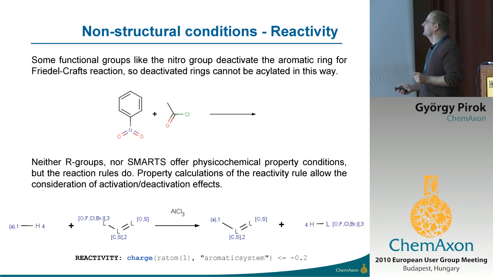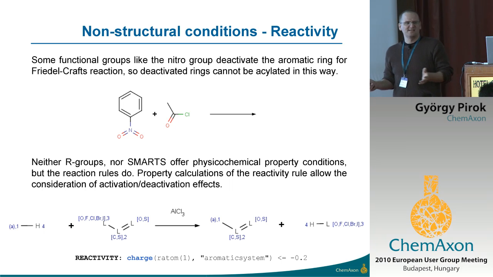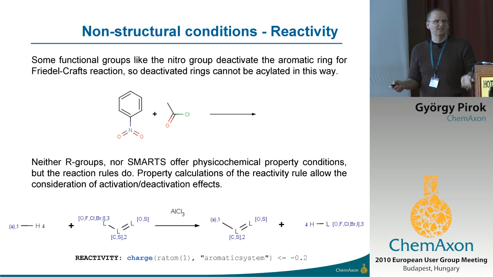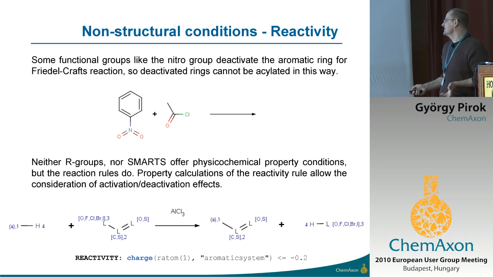One rule is called reactivity. So in case of nitrobenzene in the Friedel-Crafts, nitro deactivates the ring. And this cannot be a structural kind of condition, because there are lots of activating and deactivating substituents. Even an acyl group deactivates. So we should calculate something, and we just noticed that if we calculate the sum of partial charges on the ring which is reacting, and if it is more positive than minus 0.2, according to our calculation, it separates nicely the active and deactivated rings. So we can use it to make the reaction more feasible, and it calculates the sum of partial charges on the ring of reactant atom 1, which is actually this aromatic carbon, and will not produce any Friedel-Crafts products in this reaction.